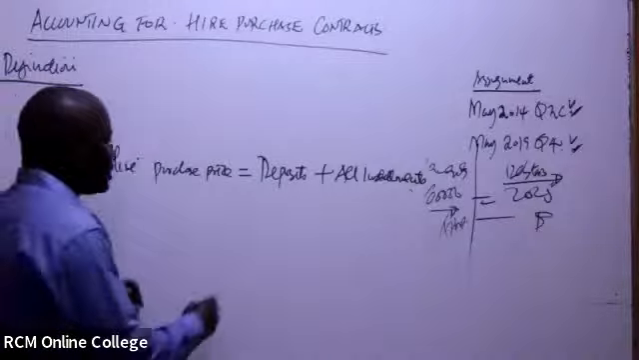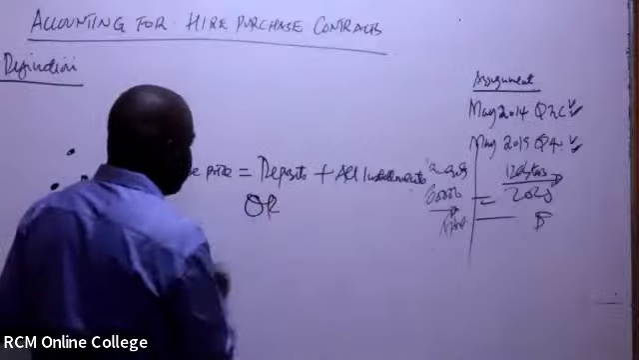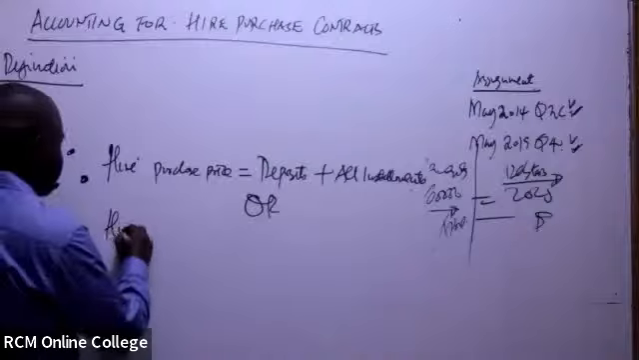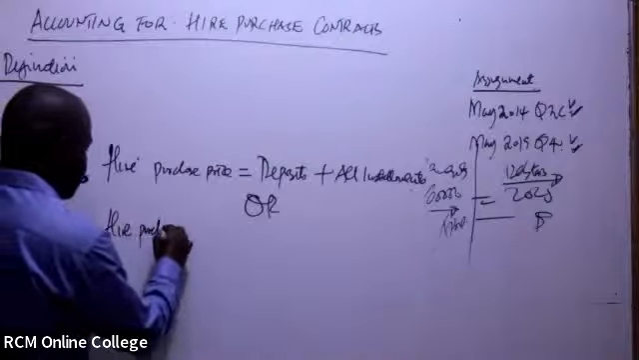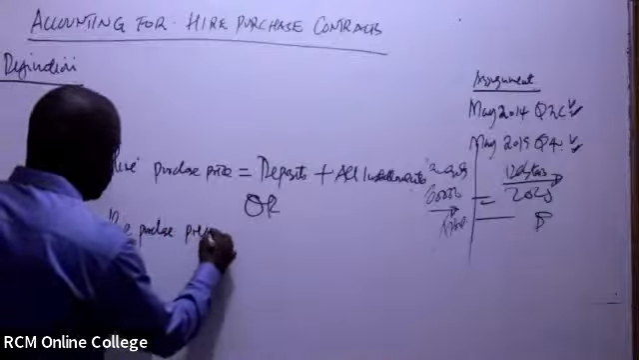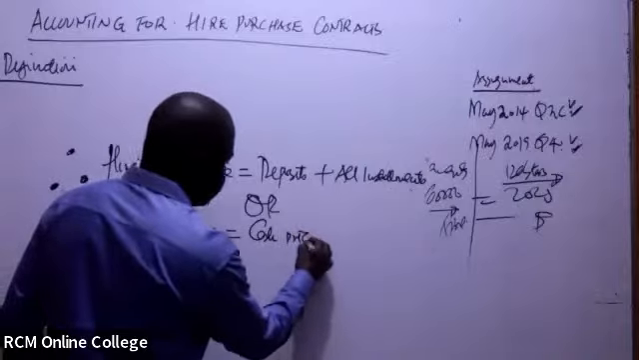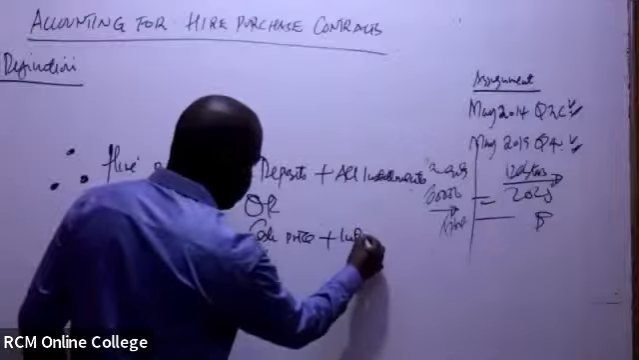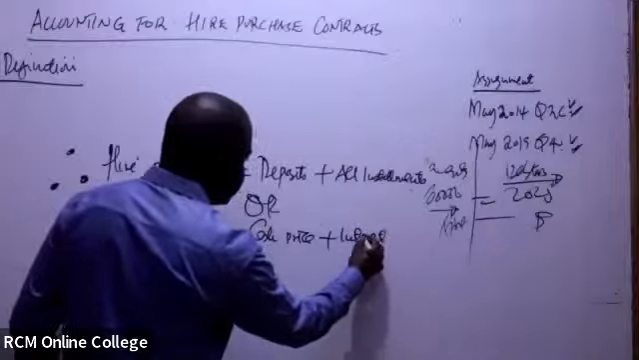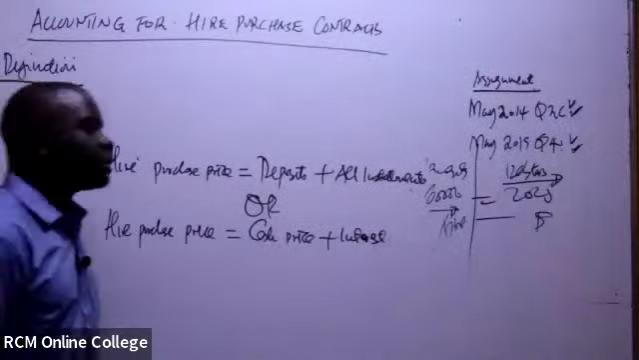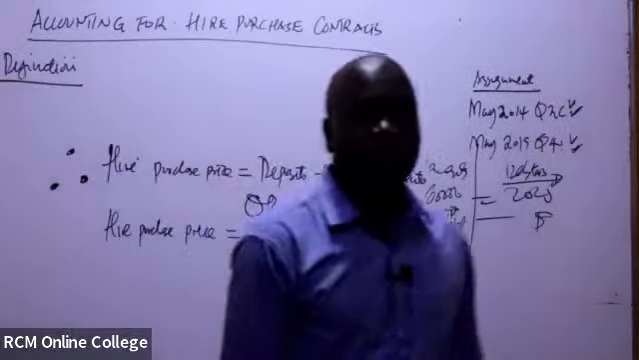Alternatively, this is how the hire purchase price is normally gotten. You can say hire purchase price is equals to the cash price plus some kind of, like in this case, what, an interest. So if you realized in this case, the cash price is always lower than the hire purchase price.